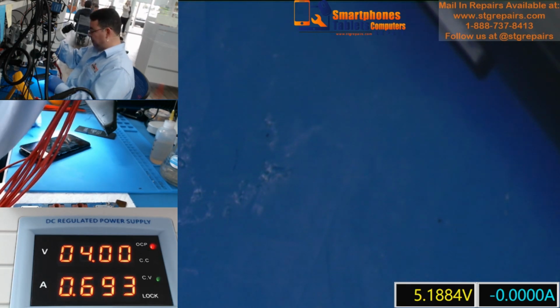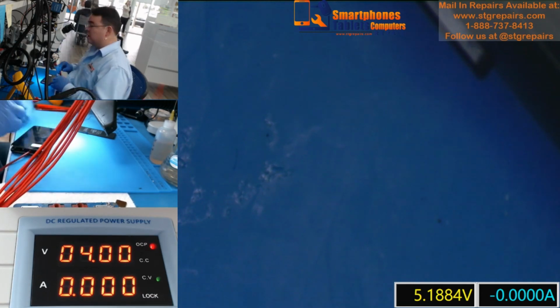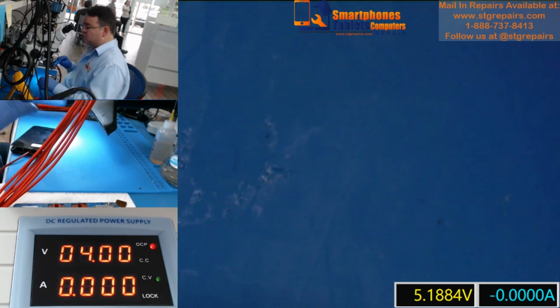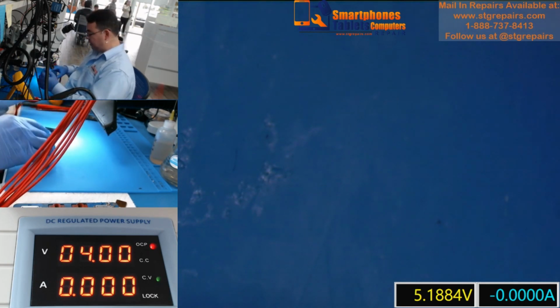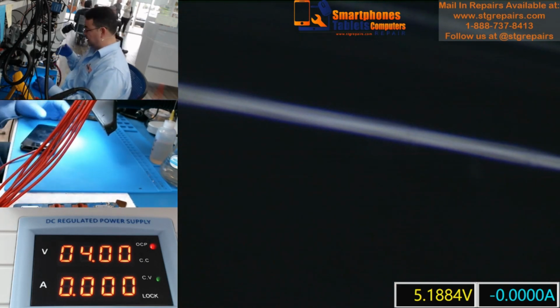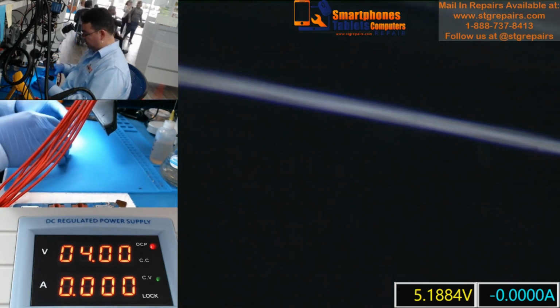If you see that, you immediately know it's not correct, because it cannot start at 200 milliamps. It should start at around 60 and then increase little by little.